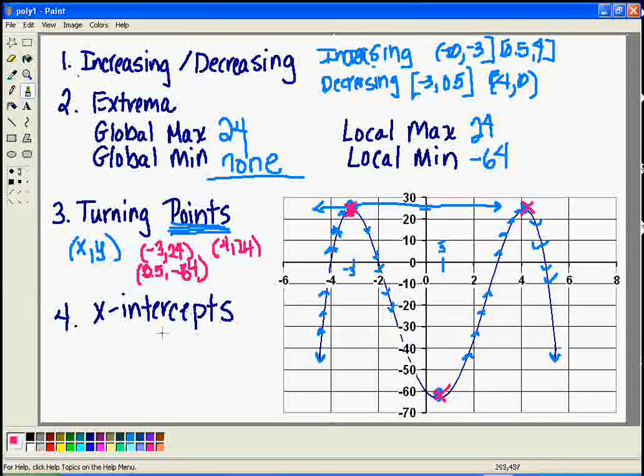Finally, we're going to talk about the x-intercepts. The x-intercepts, just as with a quadratic, are where this function crosses the x-axis. I see I have one there, I have one there, I have one there, I have one there. So that's all we're talking about when we talk about x-intercepts. So I'm just going to list them. Minus 4, 2, 3, and 5. And those are just the corresponding x values where this function crosses the x-axis.